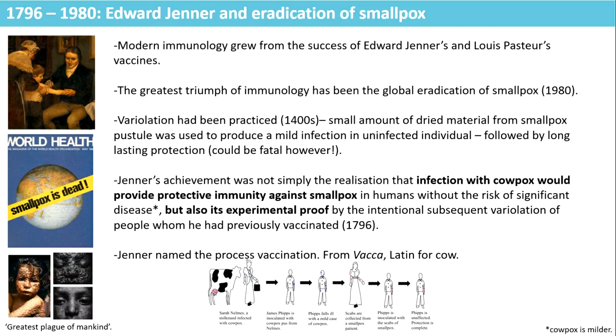Obviously, you're not going to get away with doing an experiment like that today, as you can imagine. But that was essentially the first vaccination model, the proof that we could get long-lasting immunity by infecting an individual with a milder strain, which was cowpox.